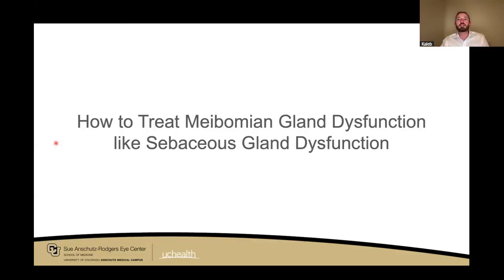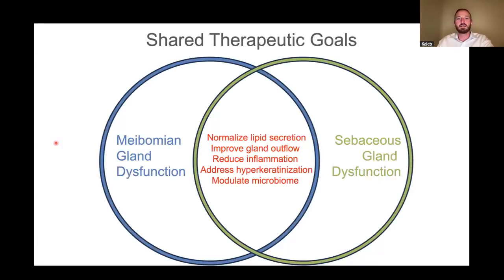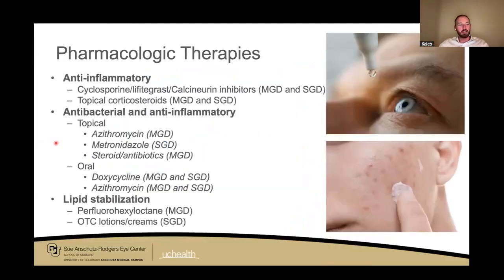So how can we treat meibomian gland dysfunction like it is a sebaceous gland dysfunction? When we look at sebaceous gland dysfunction and meibomian gland dysfunction, there's a lot of shared therapeutic goals. We're trying to normalize lipid secretions, improve gland outflow, reduce inflammation, address keratinization, and modulate the microbiome. We're trying to do a lot of different things.